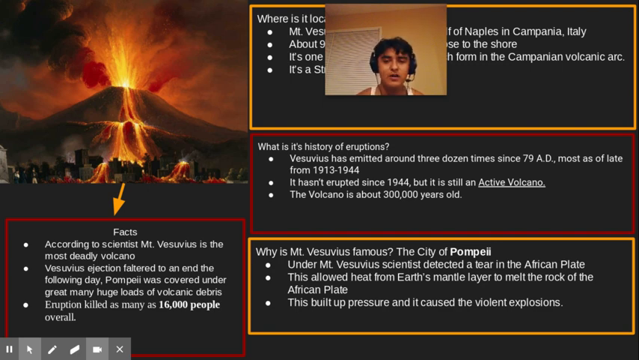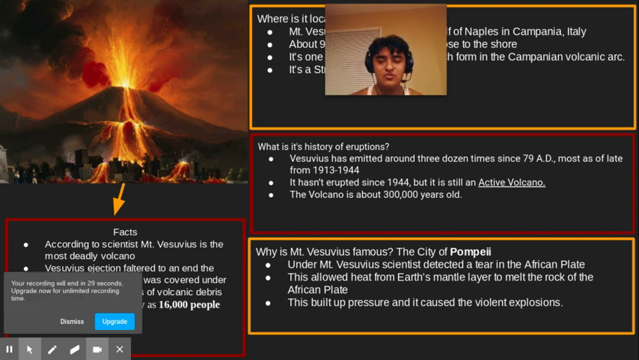The reason why Mount Vesuvius erupted was because scientists detected under the African plate that there was a large amount of pressure, and it just happened to be horrible timing and ended up blowing up. The eruption of this volcano had high amounts of ash. It killed 16,000 people, and it covered cities with ash for literally months. It's pretty destructive.